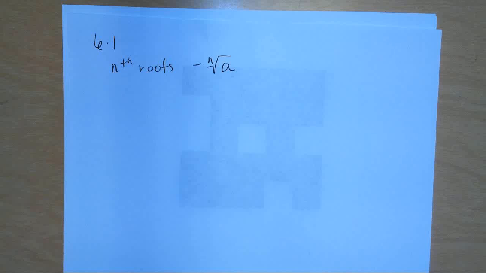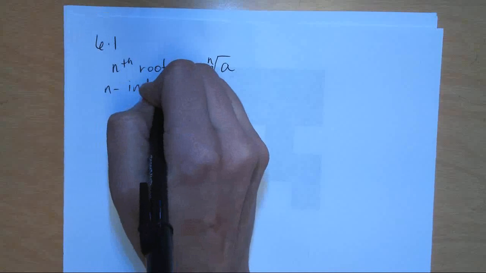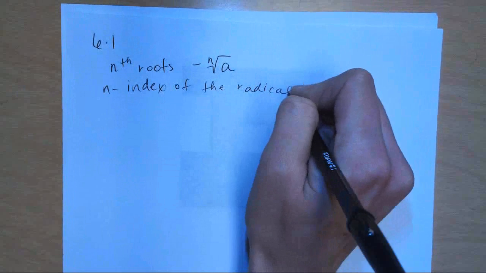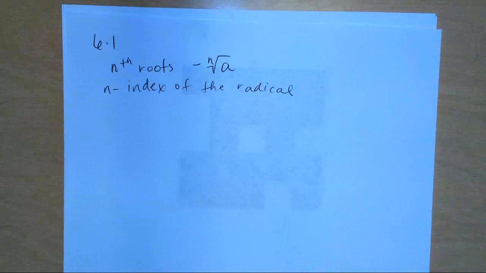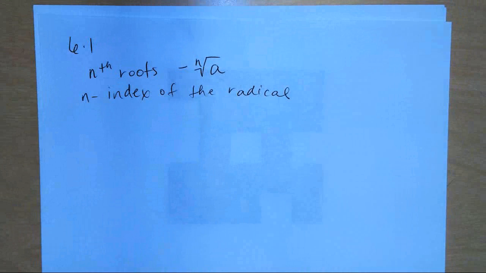Okay, nth roots. The nth root of A. N is the index of the radical. We have talked in the past about square roots, yes? We've talked about square roots, so now we're going to talk about maybe a cubed root, or the 4th root, or the 17th root, because that sounds like a lot of fun.